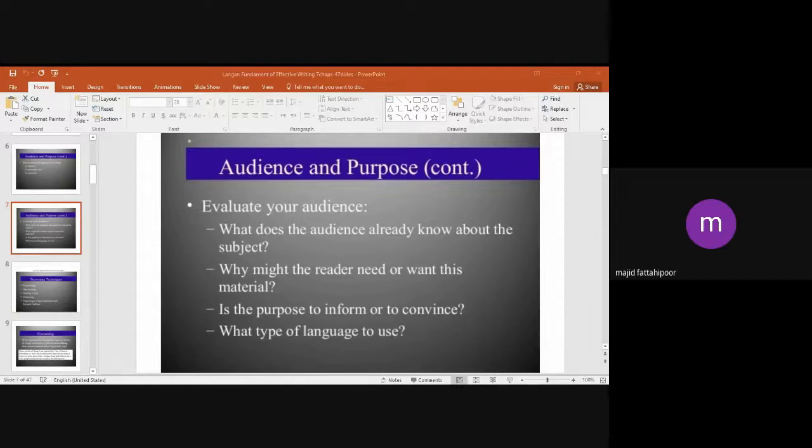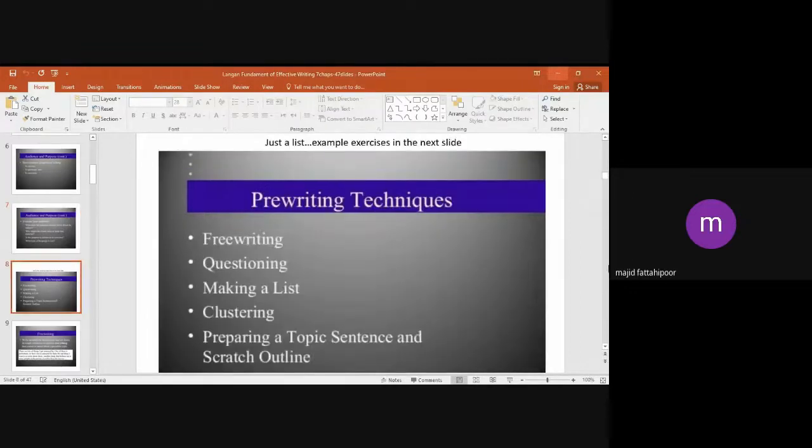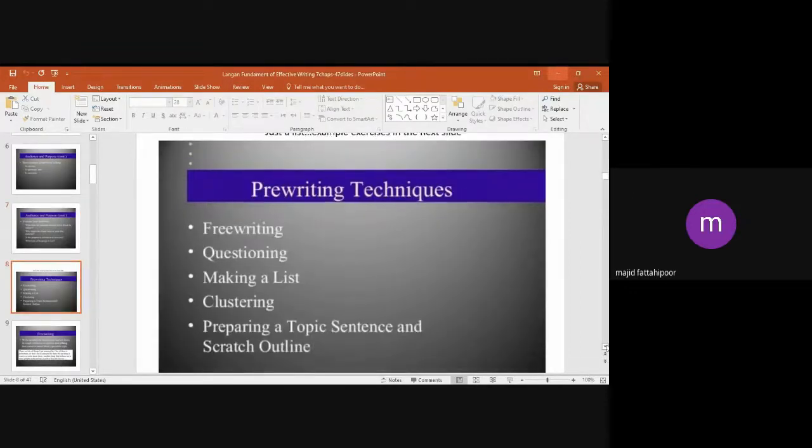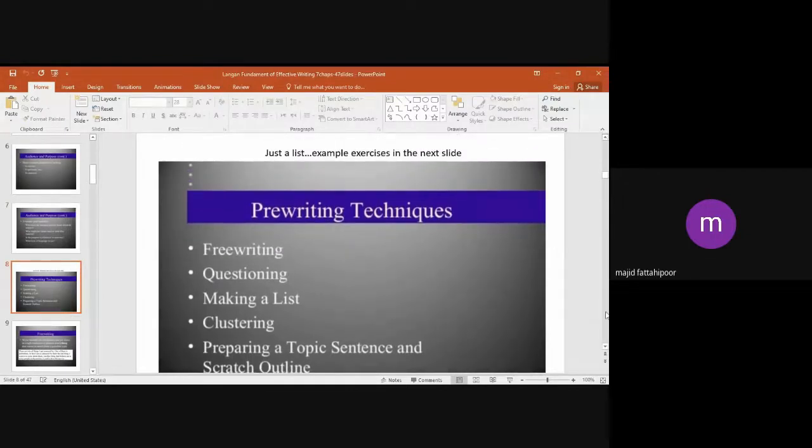Okay, yeah. So you can see slide 7 now. We are going to move to the next discussion if everyone is ready. We go to the next discussion, which is just a list of topics we are going to talk about in this section. And the example exercises for each of them will come in the next slide.